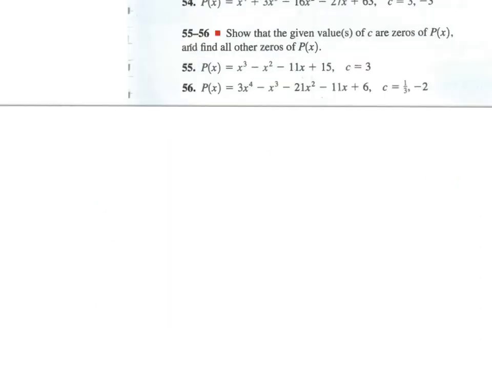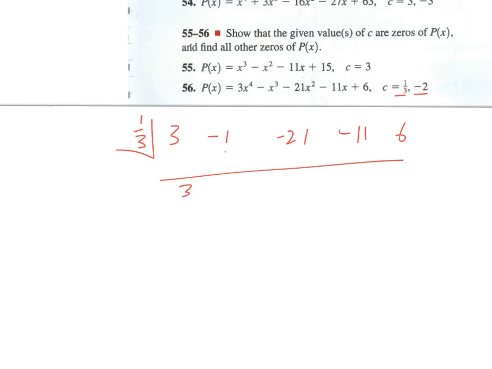All right, next up here on number 56, we are going to go ahead and synthetically divide by these numbers right there, and then find the rest of the zeros. So I'm going to start off with the 1/3, and so I would get 3, negative 1, negative 21, negative 11, and 6. So that'll be 3, 1/3 would turn it into 1. And then negative 21 times 1/3 would be negative 7. Negative 18 times 1/3 would be negative 6, and we get the 0 at the end.